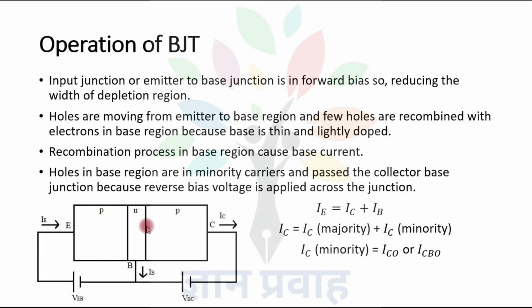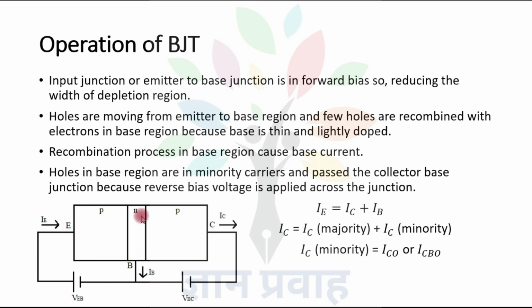It means it is simply passing the minority charge carriers which are available in the base region. So here minority charge carriers are the holes. So these are simply passing through this output junction and entering the collector region. It means there is a path from emitter to collector region and current is flowing in this path. And here holes are coming from the emitter region and the material is n-type. It means it has electrons in majority.